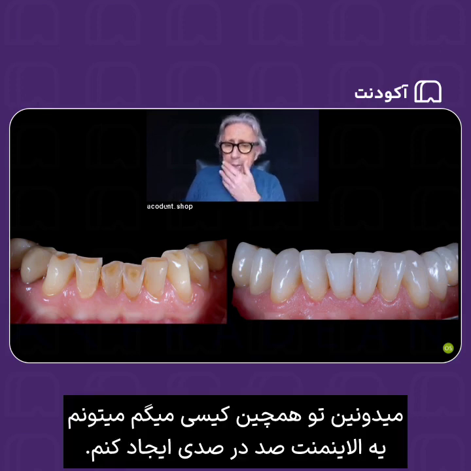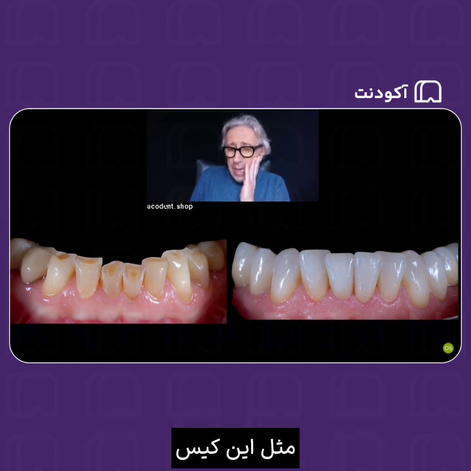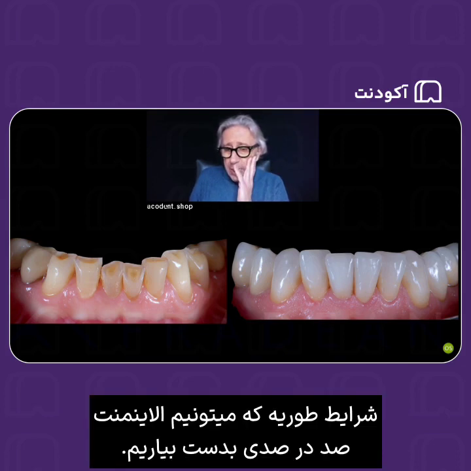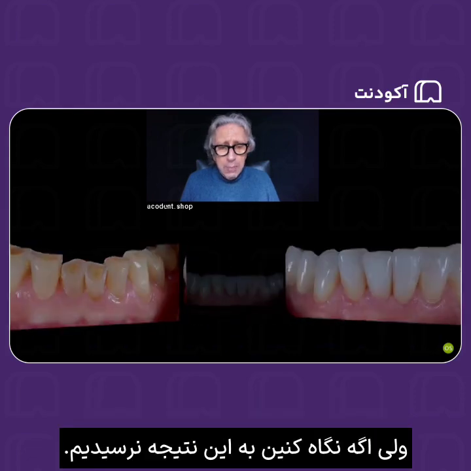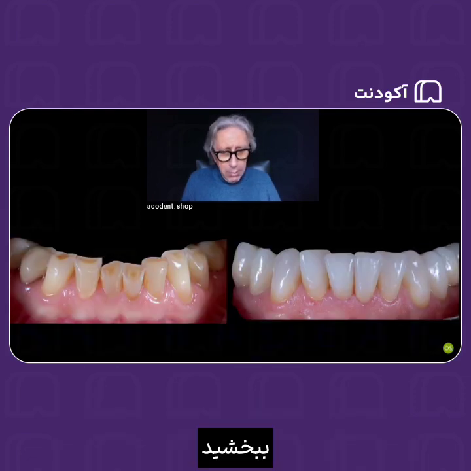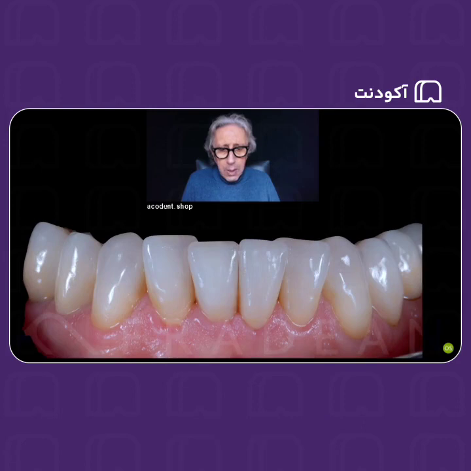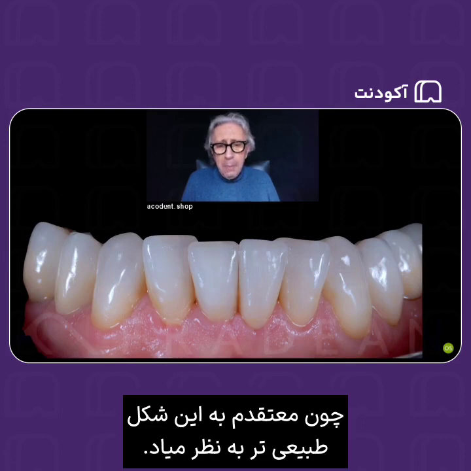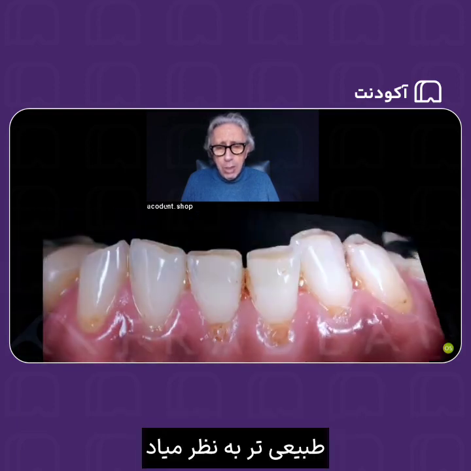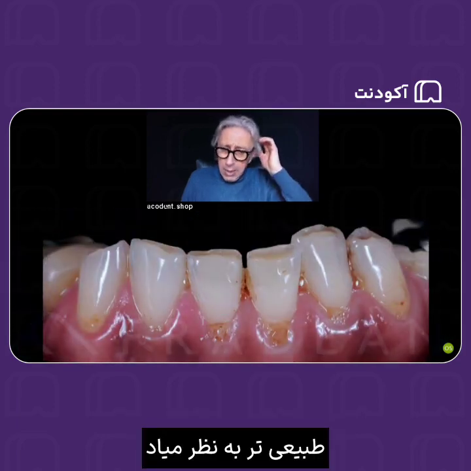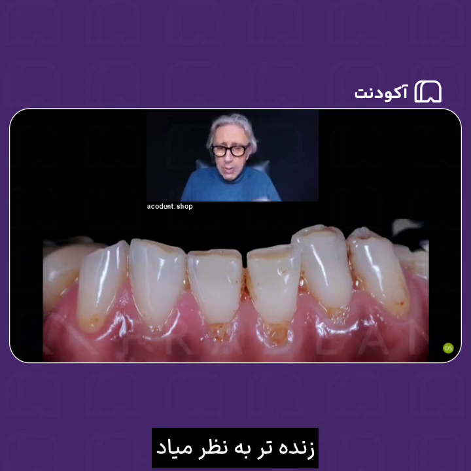Even in a case where we could align the teeth perfectly 100%, like in this case, where the initial situation seemed possible to align 100%, if you look at it, we didn't. Why? Because I believe that in this way the patient seems more natural. When he talks, he's more natural, more alive.